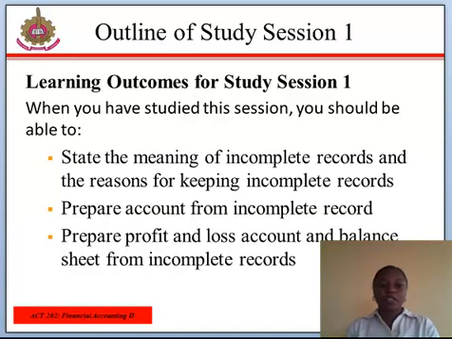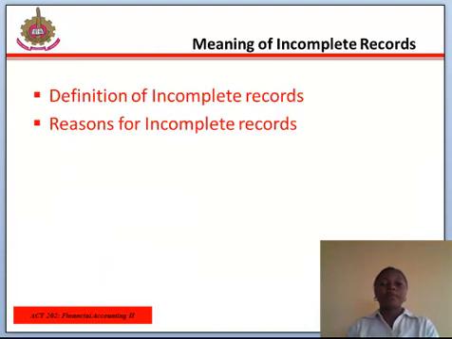At the end of this study session, you should be able to: 1, state the meaning of incomplete records and the reasons for keeping such records; 2, prepare accounts from incomplete records; and lastly, prepare profit and loss accounts as well as balance sheets from incomplete records.